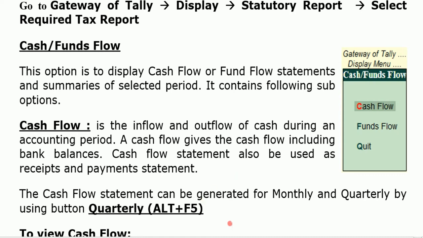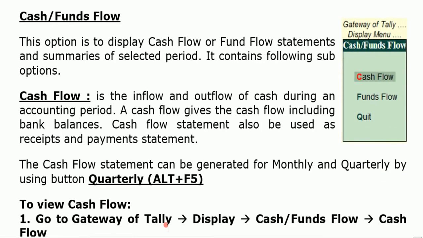The cash flow statement can be generated for monthly, quarterly by using button quarterly, that is Alt plus F5. Okay, monthly, quarterly you can display by using Alt F5. By default it shows monthly, even you can display quarterly. Okay.